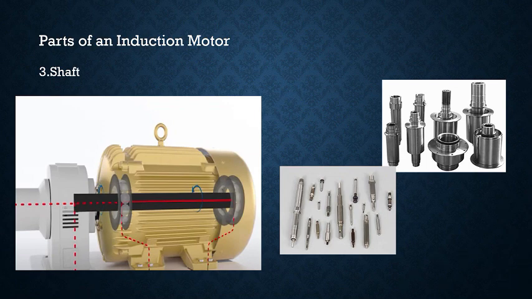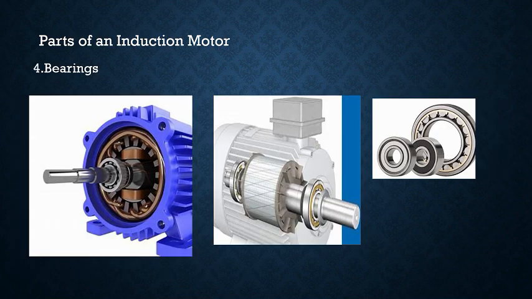The shaft is a strong steel rod mounted centrally inside the rotor. It transmits the mechanical power generated by the rotor to the load, like a fan or pump. It's designed to withstand high torque and continuous rotation. Bearings are placed at each end of the shaft. Their job is to reduce friction and support smooth, noise-free rotation. Bearings are crucial to ensure the motor runs efficiently and lasts longer.